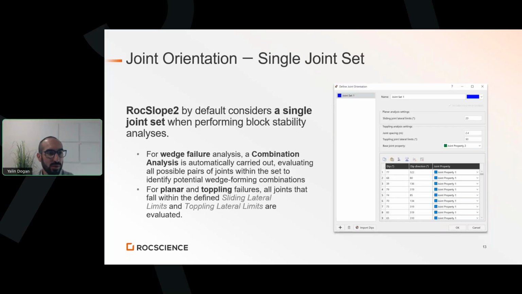So, by default, RocSlope2 considers a single joint set when performing block stability analysis. For wedge failure analysis, the software automatically runs a combination analysis, evaluating all possible joint pairs within the set to identify potential wedge-forming combinations. In the case of planar and toppling failures, RocSlope2 considers all joints that fall within the defined sliding lateral limits and toppling lateral limits, which ensures a thorough evaluation of those potential failure mechanisms.